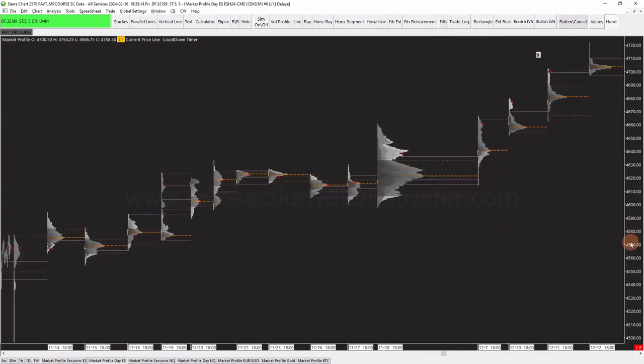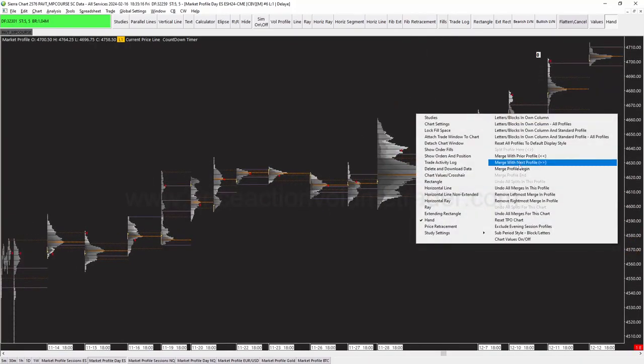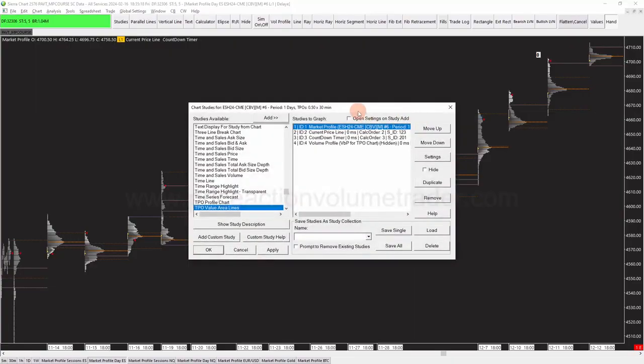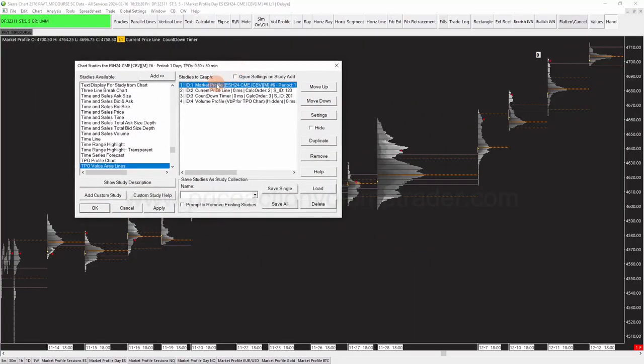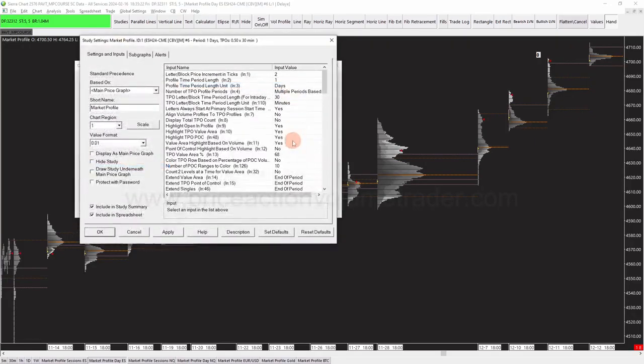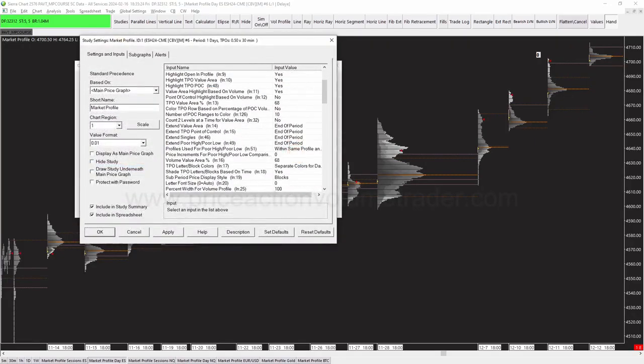Let me actually take off the singles and the poor highs and lows from this. For this, I would just go into market profile settings, and down here in this section, you can see I have extend value area, point of control until end of period, extend singles, poor high, low. I'm just going to click this and put none. So that's going to take them off.